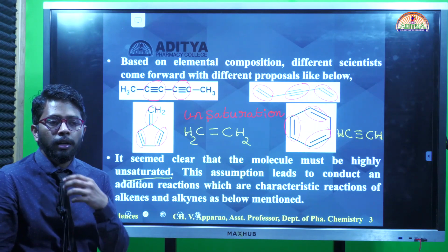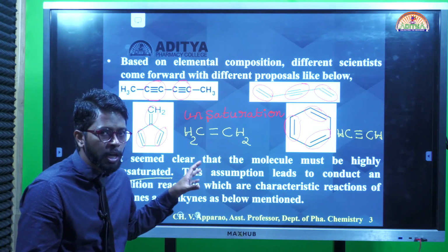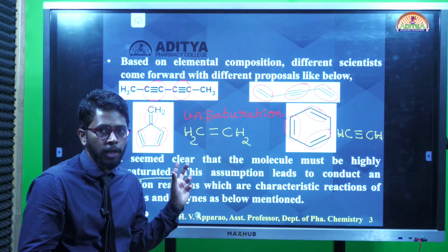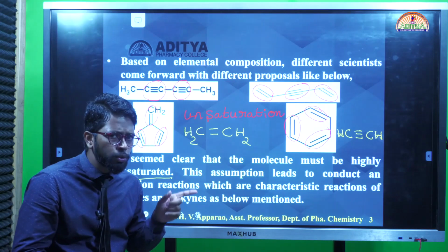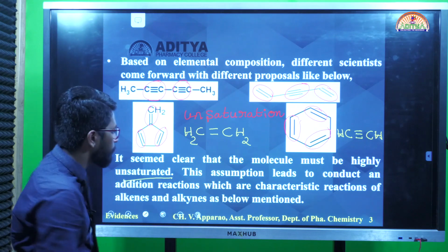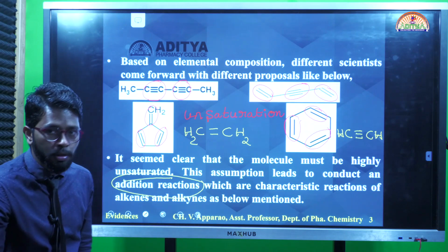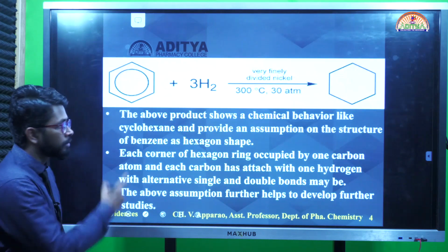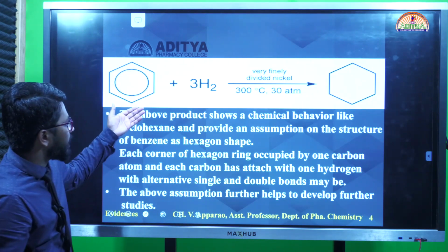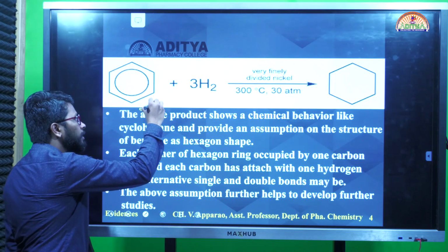The scientists came to the assumption that these structures also have unsaturation. Benzene, with these assumed structures, also has unsaturation. Maybe benzene behaves like these basic compounds. Let me check it out. For that, they started to conduct addition reactions. What addition reaction did they conduct? Simply reduction. They had taken a benzene sample. See, I have drawn the original structure, but you should consider it as a sample itself.